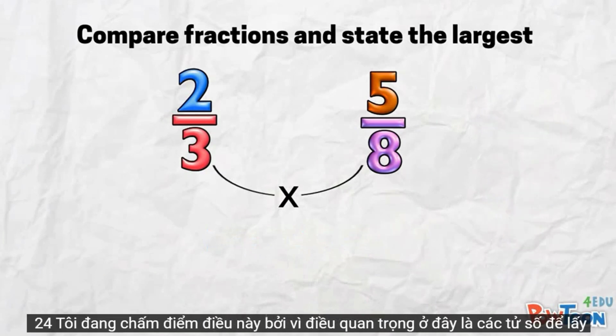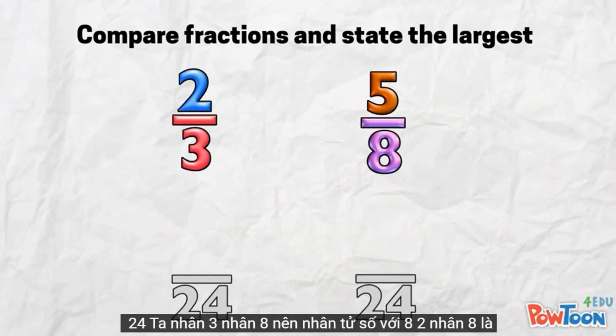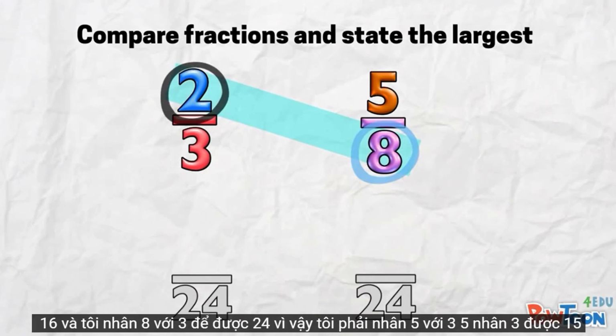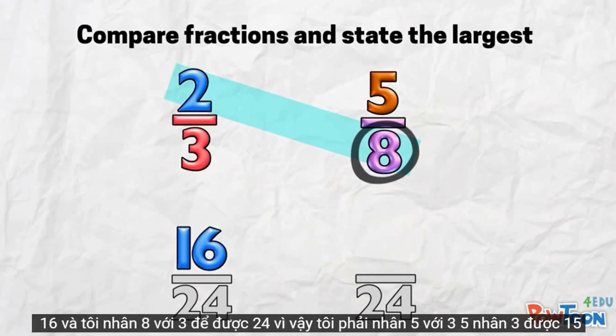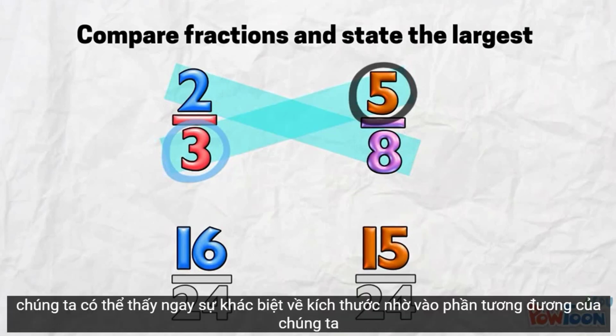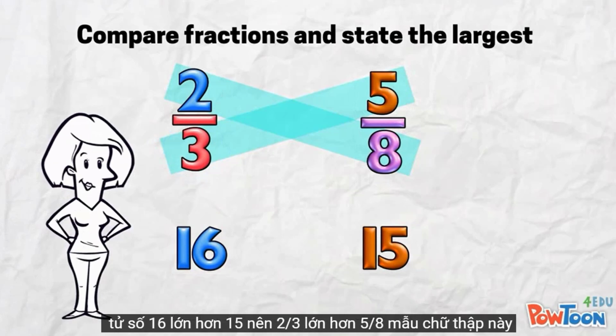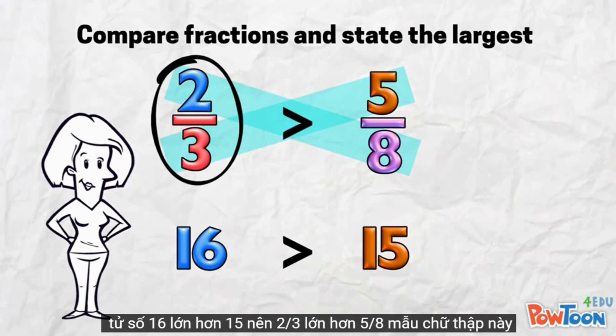3 times 8 is 24. I'm greying this out because what's important here is the numerators. To get 24, I multiply 3 times 8, so I have to multiply the numerator by 8. 2 times 8 is 16. And I multiply 8 by 3 to get 24, so I have to multiply 5 by 3. 5 times 3 is 15. We can instantly see the size difference thanks to our equivalent fraction numerators. 16 is greater than 15, so 2/3 is greater than 5/8.